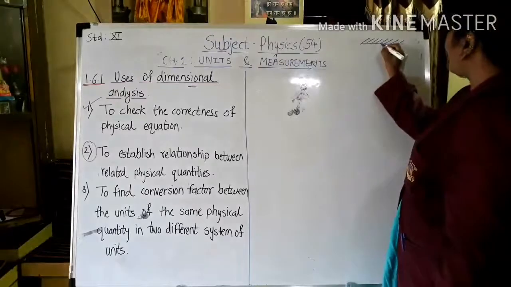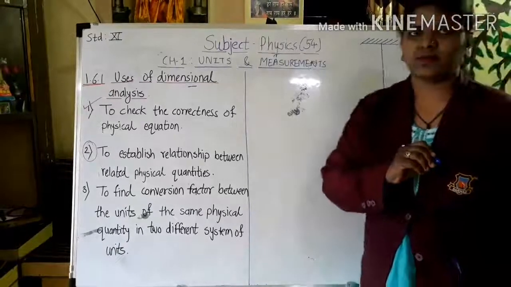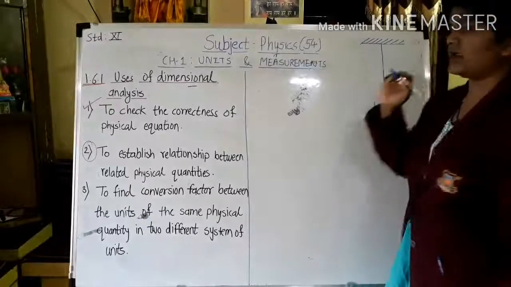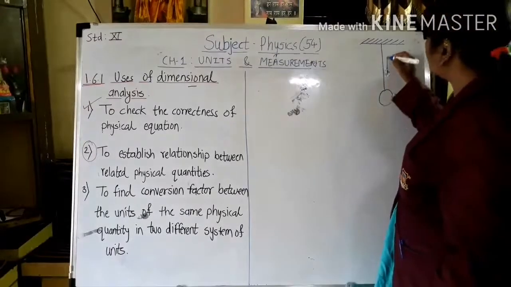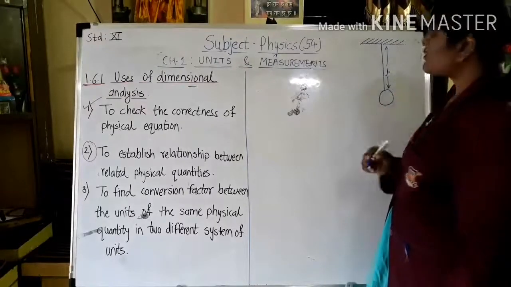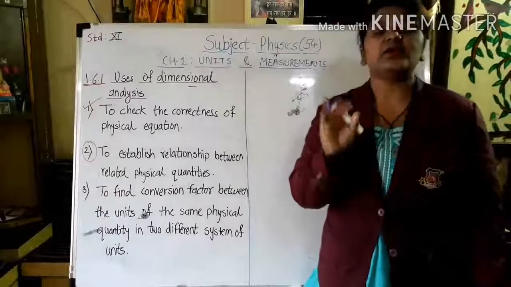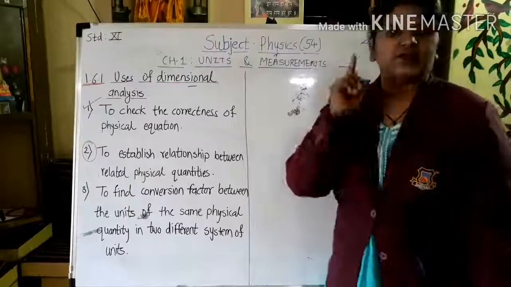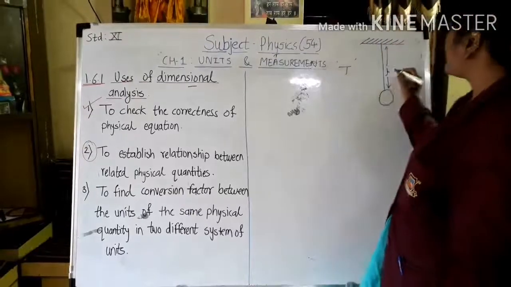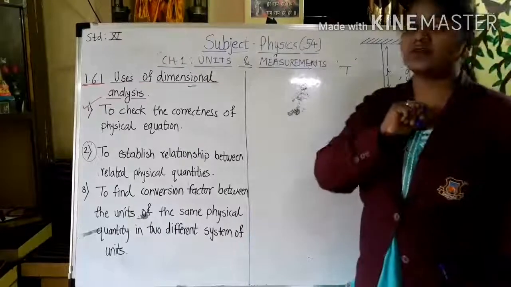Okay, so I am hanging a metal block with the help of a string or a wire which has length L. As it completes one oscillation, it requires a time capital T. It has length L and acceleration due to gravity is g.